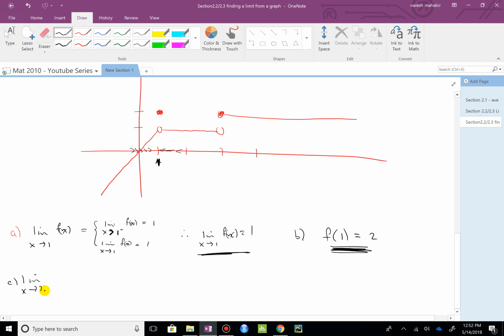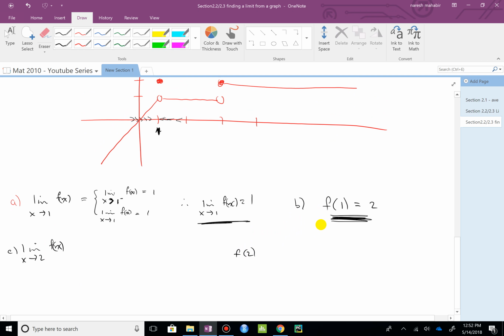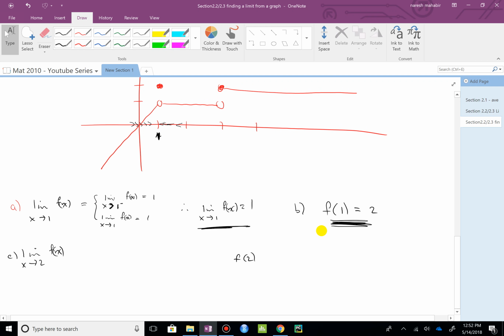The limit as x approaches 2 of f of x. I want you to find that. Pause the video right now. Figure out what that is, and then I want you to figure out what f of 2 is. Okay. Now, welcome back, and if you've paused the video, I know you guys did great things.